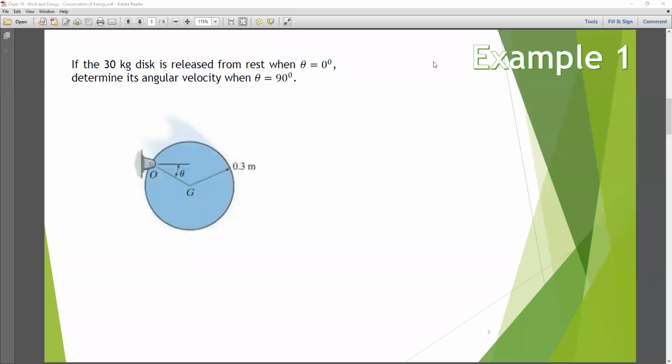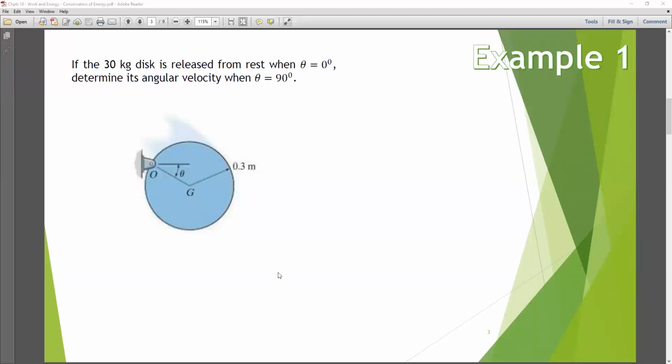Okay, on this particular example, we are now in chapter 18, work and energy, and we are focusing on the conservation of energy. On this example, we have 30 kg that is released from rest when theta equals 0, and we need to determine its angular velocity when it is at theta equals 90 degrees.